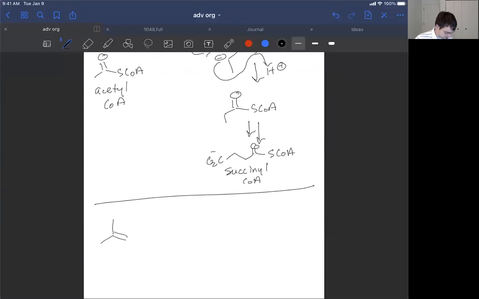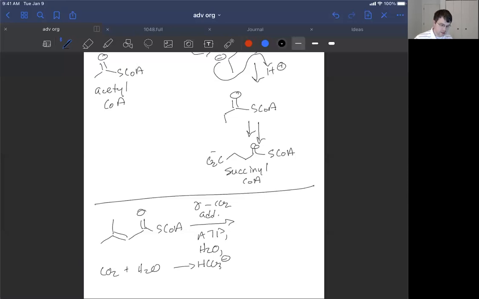Now, what about this last intermediate that was derived from the isobutyl-containing leucine? Well, we are going to add a few things to this in the first step. We're going to continue our trend of adding water, but we're going to do so in an oxidative event at the gamma position. So we're going to do gamma. It's not oxidation, it's gamma CO2 addition. This is going to be done with ATP, H2O, and HCO3 minus, which is just CO2 plus H2O, and then we lose a proton. Okay, all of this is going to put a CH2 at the gamma position.